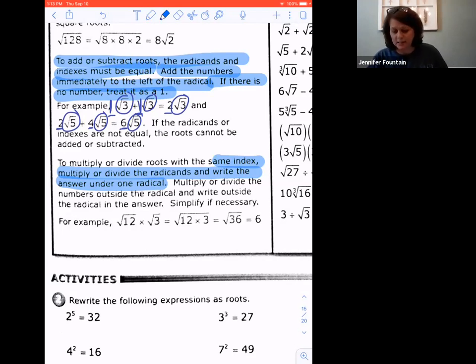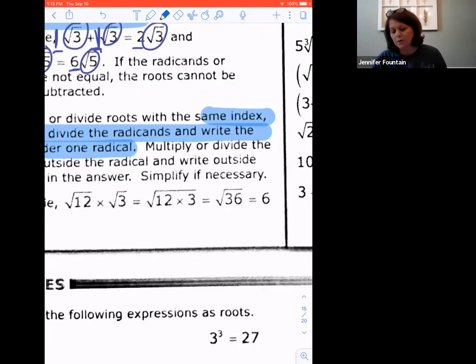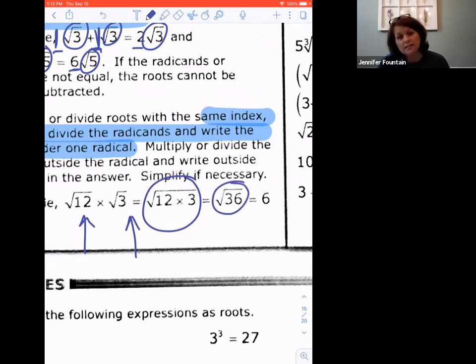So let's take a look at this one. If they have the square root of 12 times the square root of 3, they went ahead and put it underneath one sign. They took them from being separate and put them together under one sign. Well, 12 times 3 is 36, and that's a perfect square. I know that the square root of 36 is going to be 6.